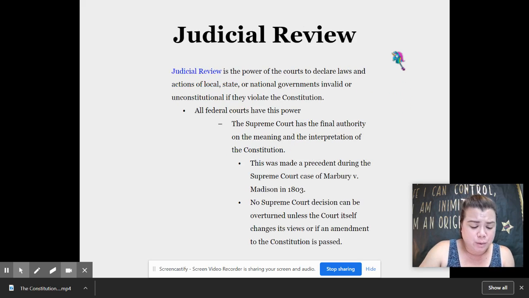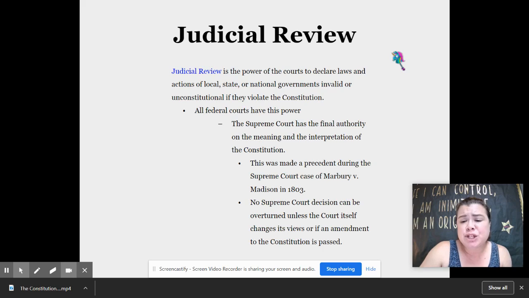Judicial review. Judicial review will come up quite a bit in the units ahead. When we talk about it, it's the power that the courts have to declare laws and actions of local, state, and national government invalid or unconstitutional if they violate the Constitution. So all federal courts have this power. But the Supreme Court has the final authority. So whatever they say goes, and the Supreme Court cannot be overturned by any other court decision unless the Supreme Court itself reverses its decision or makes its changes.